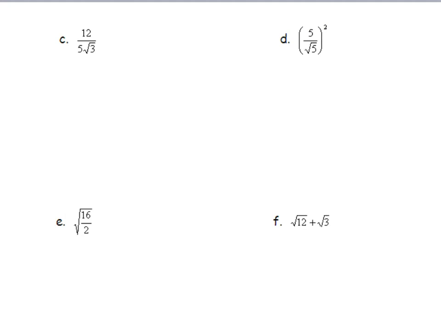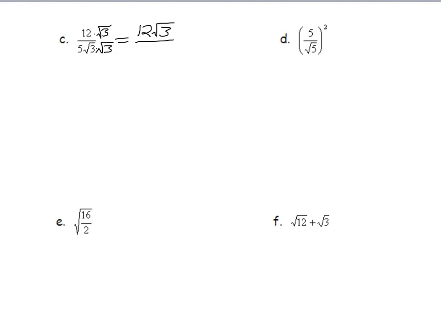So for C, notice we've got an issue in this case because we have a square root in the denominator. We are not allowed to have that. So the best way to get rid of a square root in the denominator is to multiply the top and the bottom by that problem. So we're going to multiply top and bottom by the square root of 3. Multiplying, we're going to multiply straight across. So I get 12 square roots of 3 over, now this is where it kind of gets a little tricky if you don't remember.